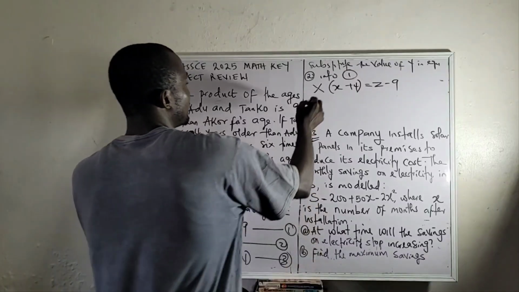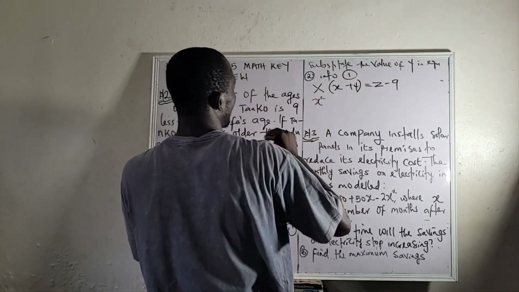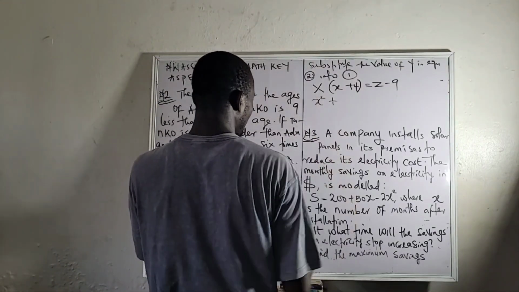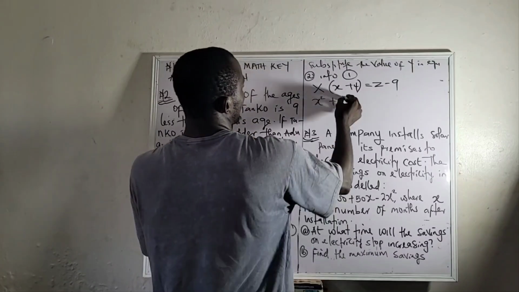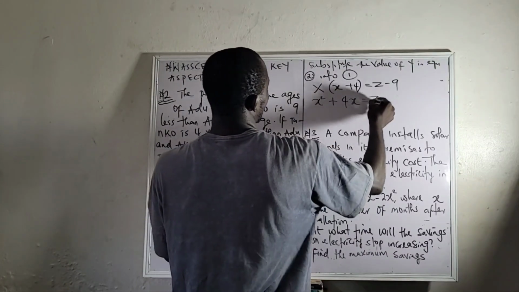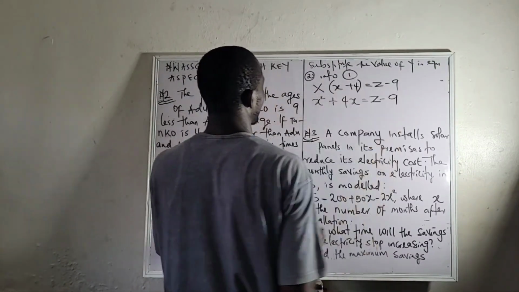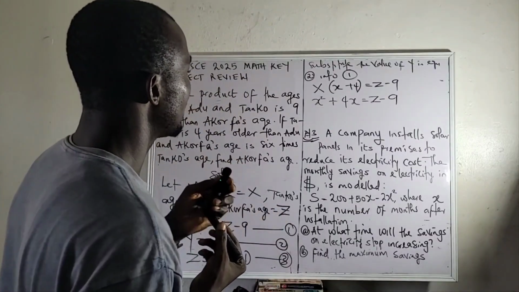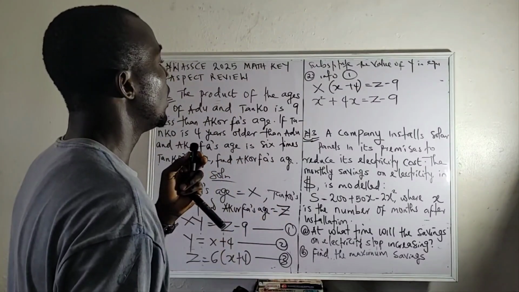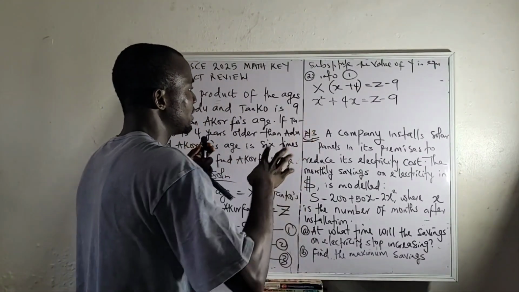And thereafter, I can open the bracket. This will be x squared plus 4x equals z minus 9. That is what I'm going to have.